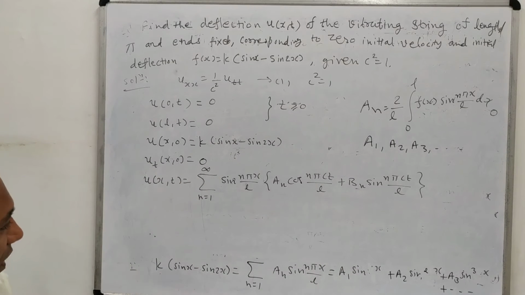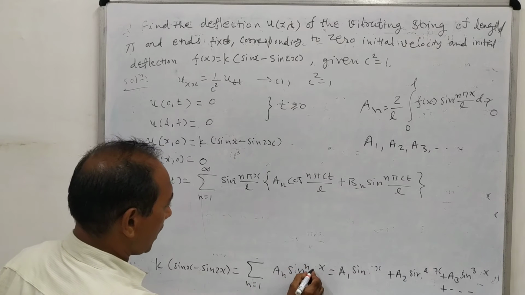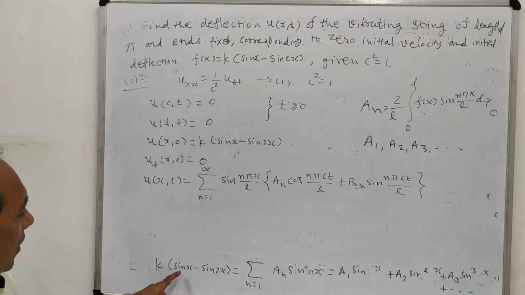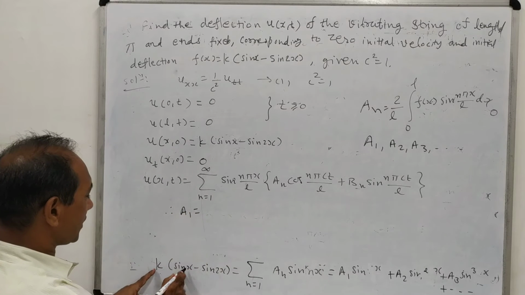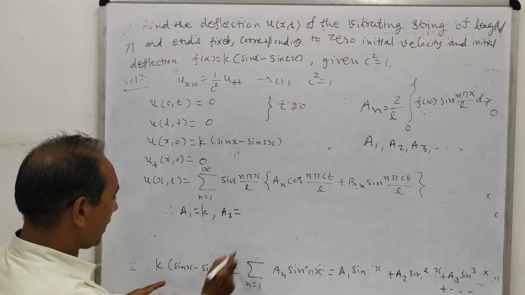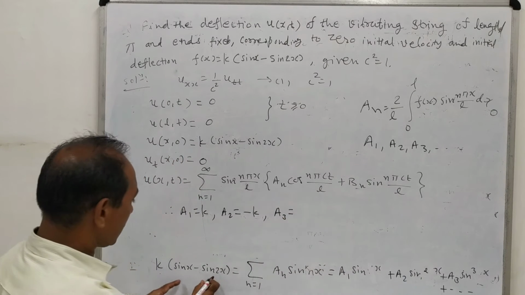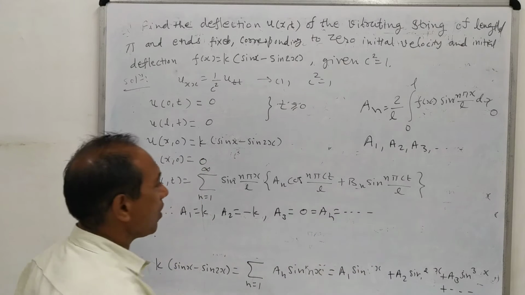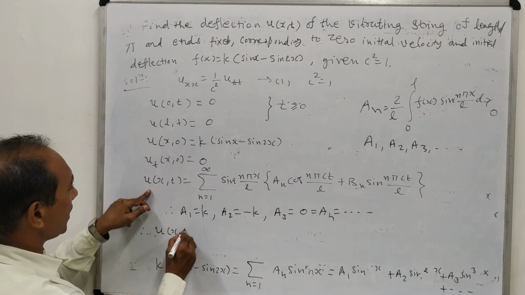See here, we will compare on both sides the coefficients. The coefficient of sin nx only, because L equal to pi. So here sin x has the coefficient a1. Therefore a1 equal to, and here sin x has the coefficient k, a1 equal to k. Sin 2x has the coefficient a2, and here sin 2x has the coefficient minus k. Then sin 3x has the coefficient a3, and it is not there, so that is 0. Similarly, a4 is not there, a5 is not there, so all other constants are 0. So only two constants are there. So we put their values in this solution directly.